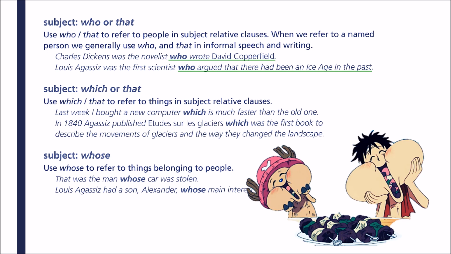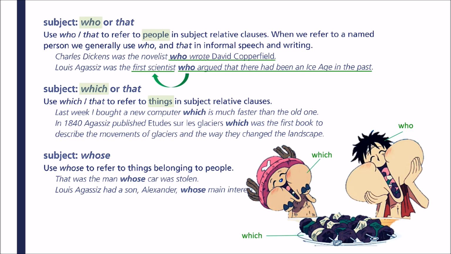Before we move on, let me remind you, the relative pronoun and the relative clause that it leads always comes immediately after whoever or whatever it refers to. Now for relative pronouns, we use who for people. So in this picture, Luffy is a person, so we would use the pronoun who. For things, we would use the pronoun which. In this picture, we would use which for the plate and the animal, Chopper.